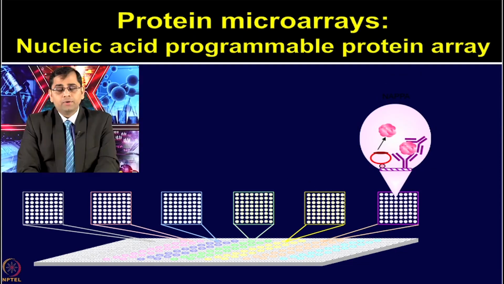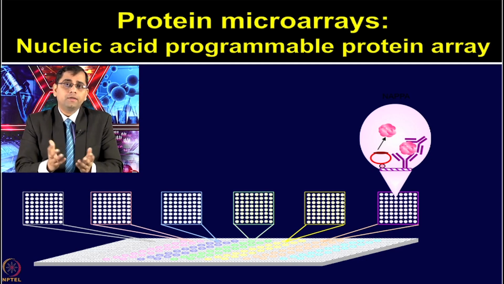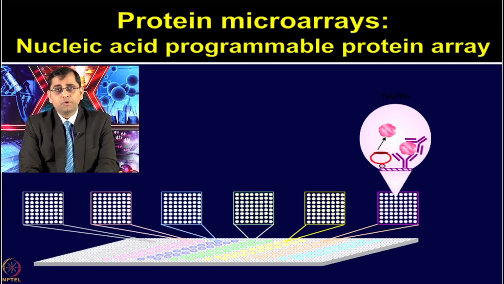So, while we have discussed antibody arrays, purified proteins and peptide arrays, however, due to the challenges involved in having good antibodies, purified proteins or peptides, scientists thought about exploring alternative ways to eliminate the protein purification process.